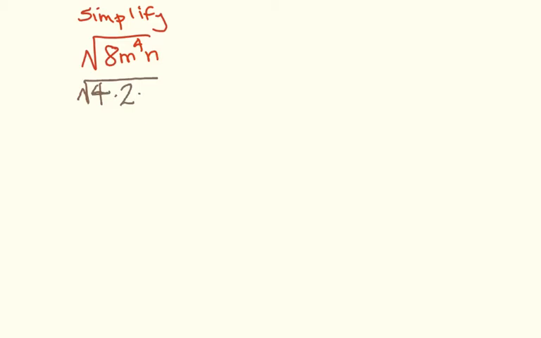And then, since it's a square root, any even exponent is going to give us a perfect square. This is m squared, squared. So when you have a square root, you're looking for even numbered exponents. And then n we can't do anything with.